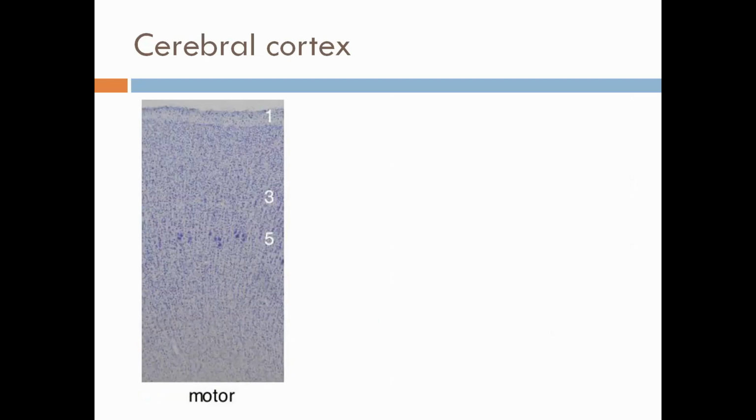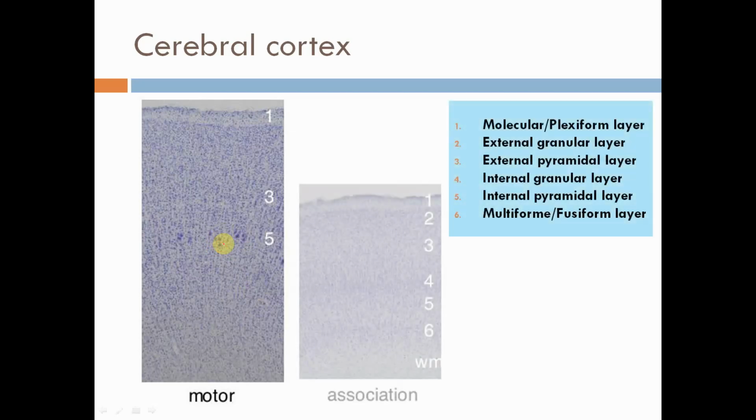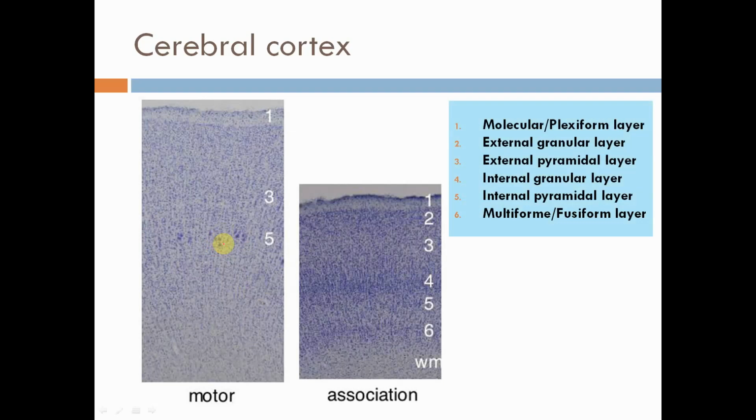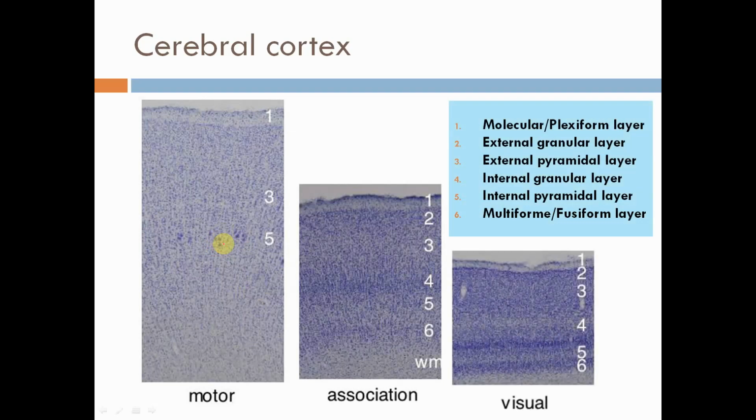This is a section through the motor cortex. What is demonstrable here are these large Betz cells which are seen in layer number 5. The association cortex and the sensory cortex are thinner as compared to the motor cortex. Further, it can be seen that the sensory cortex has a more prominent layer number 4, which is the internal granular layer.